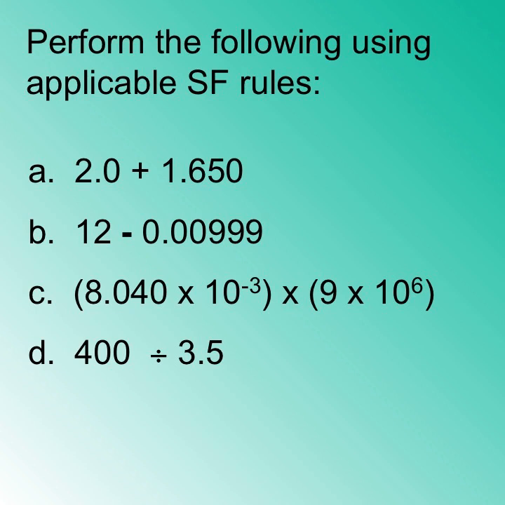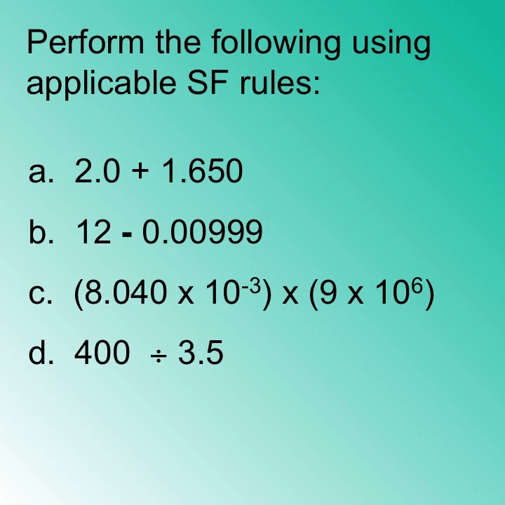On C, 8.040 times 10 to the negative 3rd. And by the way, in my classroom I do go over how to input this into a calculator, but it's a little befuddling, I'd say, if I were to do it now. I'm going to multiply that by 9 times 10 to the 6th. And I need to round to the ones place. So I end up with 7.2360 times 10 to the 4th. Before I do any rounding, I would round that to 7 times 10 to the 4th.